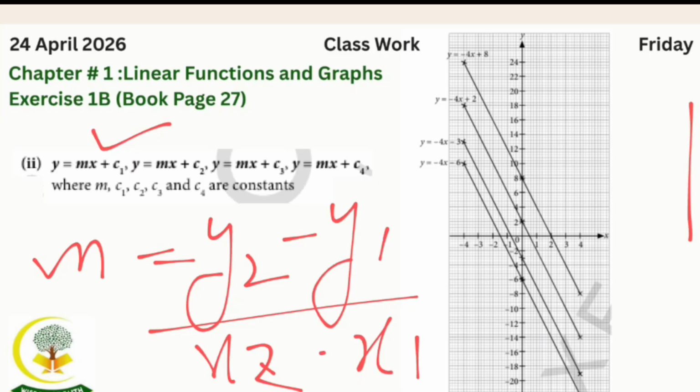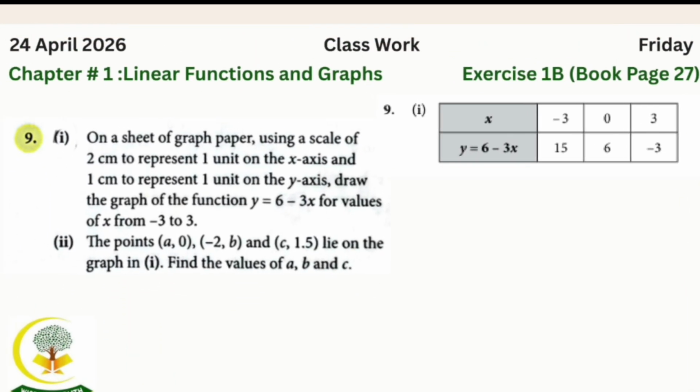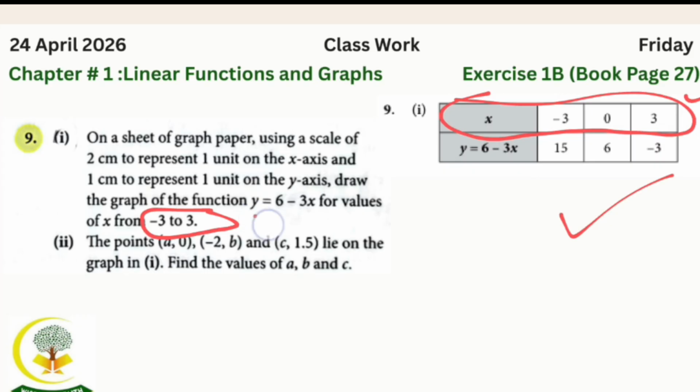So you just need to write these slopes and this is the answer of this given question. Clear? Moving on. Question number 9, page number 27. Here we have to draw minus 3 to 3 on the x-axis. So here I just put minus 3 to 3. This is the x-axis. Now you just need to put the values in this equation.